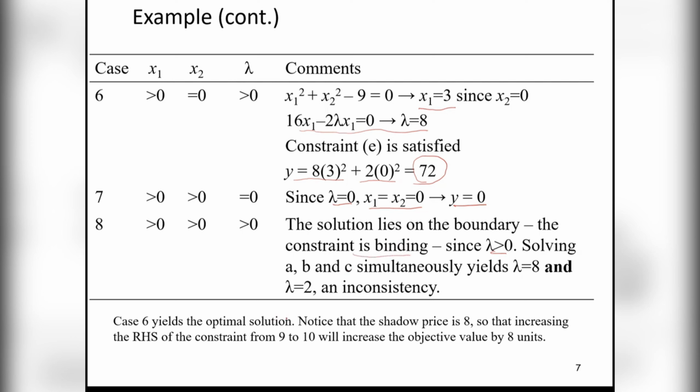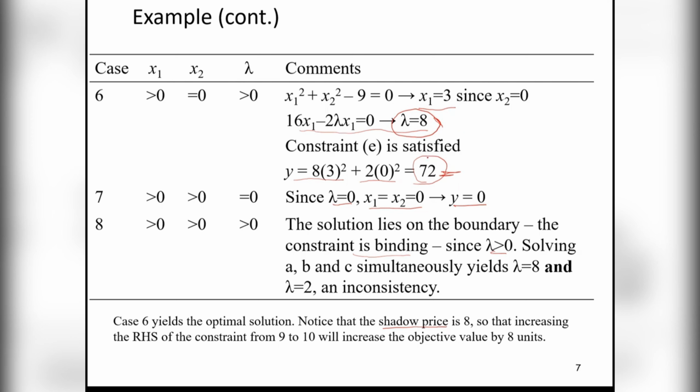So case 6 yields the optimal solution here, 72. That's our optimal solution. Notice that the shadow price is 8, so increasing the right-hand side of the constraint from 9 to 10 will increase the objective value by 8 units. So that's what we mean by a shadow price. Because lambda is 8 here, that means that if we increase that right-hand side by 1 unit from 9 to 10, we get an increase in the objective function of 8 units.